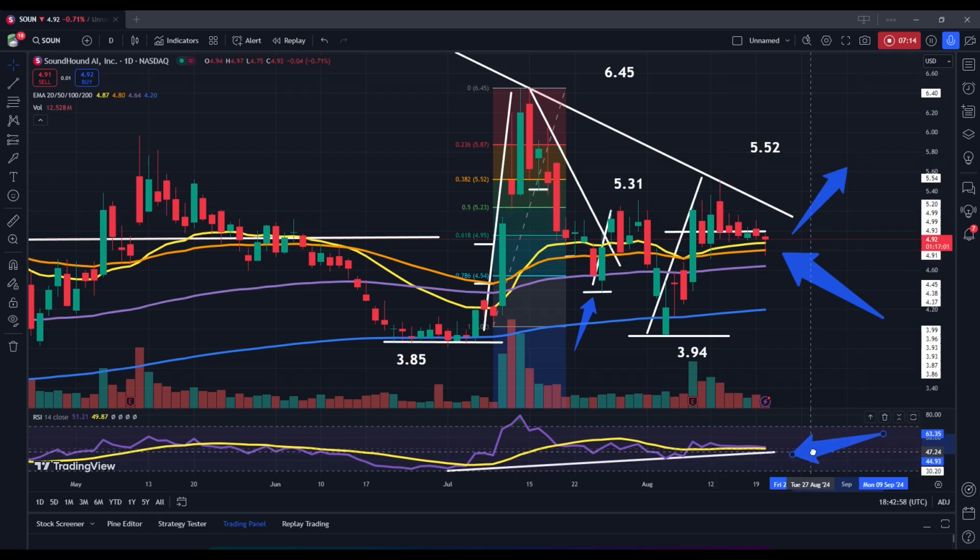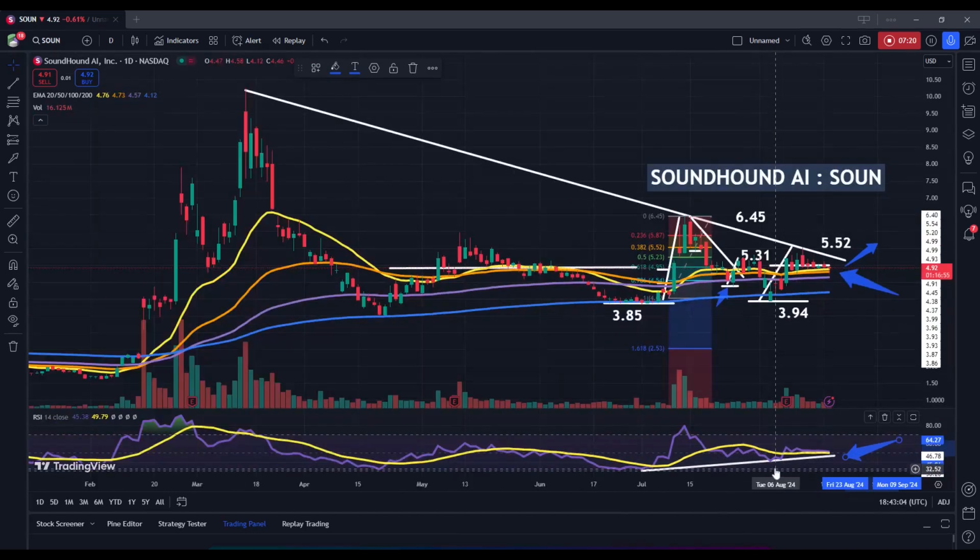Specifically, what I would be watching here would be the activity in the relative strength index, because if we're not able to bounce here and we do break lower, this will be a warning sign, and it will suggest that share prices are likely to start to move lower. So here's the current market analysis and stock market update for SoundHound AI Incorporated, stock ticker SOUN.